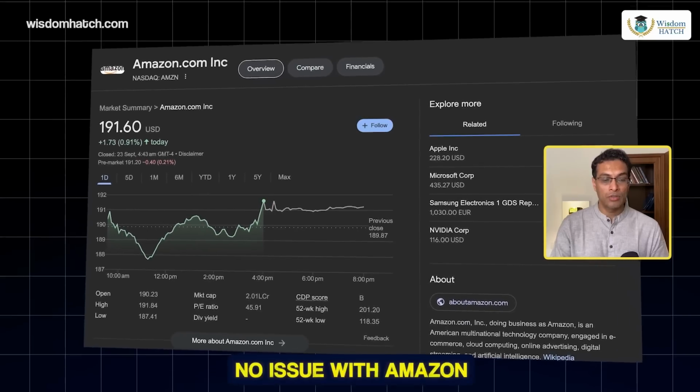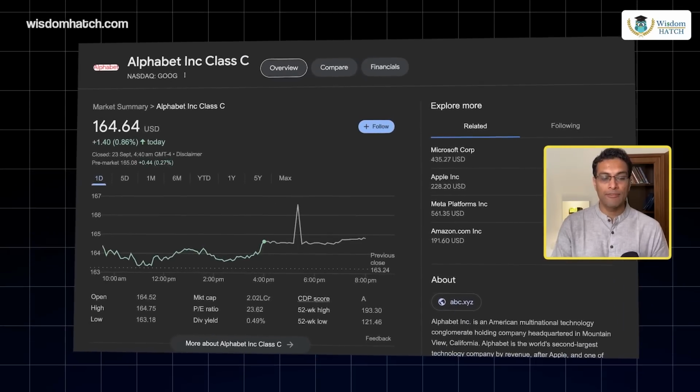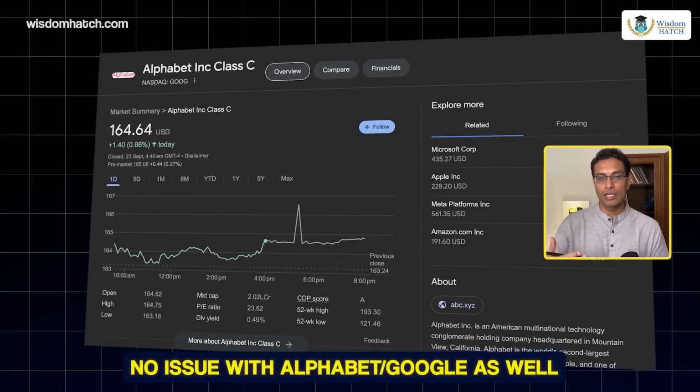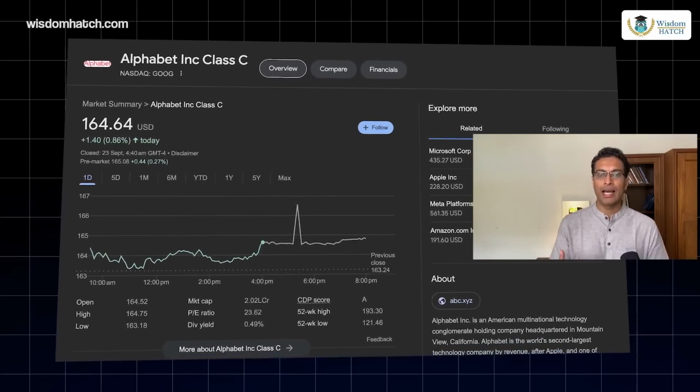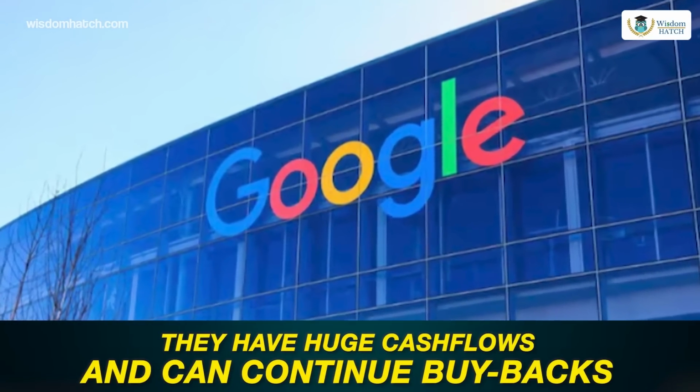What about Amazon? No, Amazon is completely okay. I don't see any issue. I have done my analysis. What about Alphabet or Google, right? So Alphabet, Google is also in good shape. There is nothing off with Alphabet or Google. In fact, they are sitting on a ton of cash and they can continue their stock buyback.